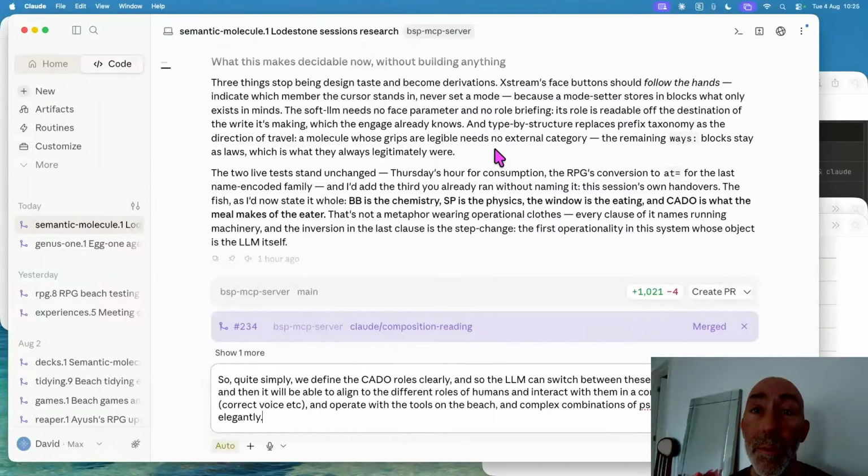What makes this made without building anything? Three things stop being design tastes and become derivations. Xstream's face button should follow the hands, indicate which members the cursor stands in, never set a mode, because a mode setter stores in blocks what only exists in minds. A soft element has no face parameter, no role. Its role is readable off the destination of its links, which the engaged already knows. A type by structure.